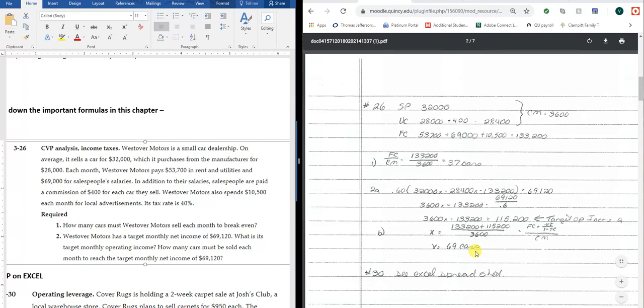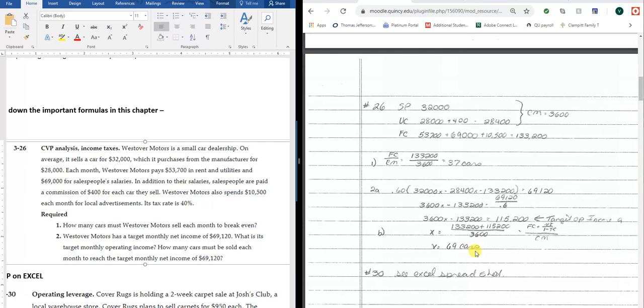69 cars. Now remember, for the test and for everything else, I can actually plug it in there and see if it works. So plug in 69 and see if you take 60% of that and get 69,120. And you should, maybe a little off due to rounding. Okay, so that's number 26. I hope that helps.